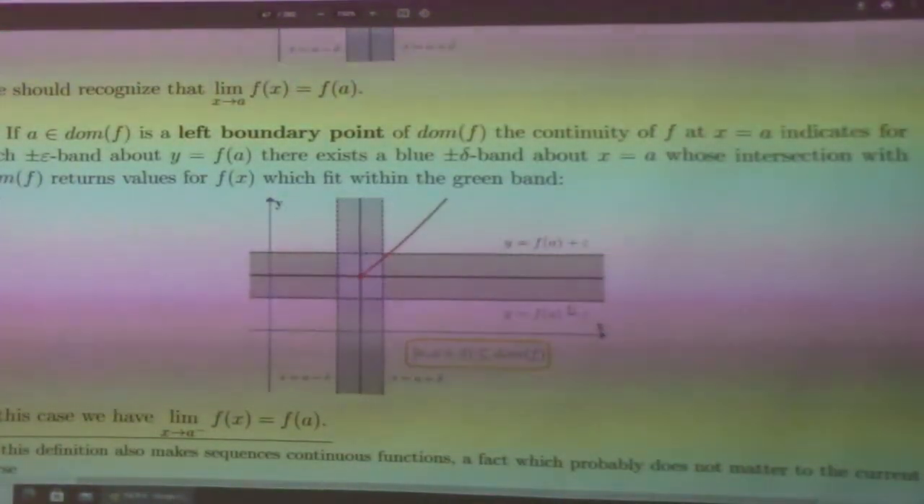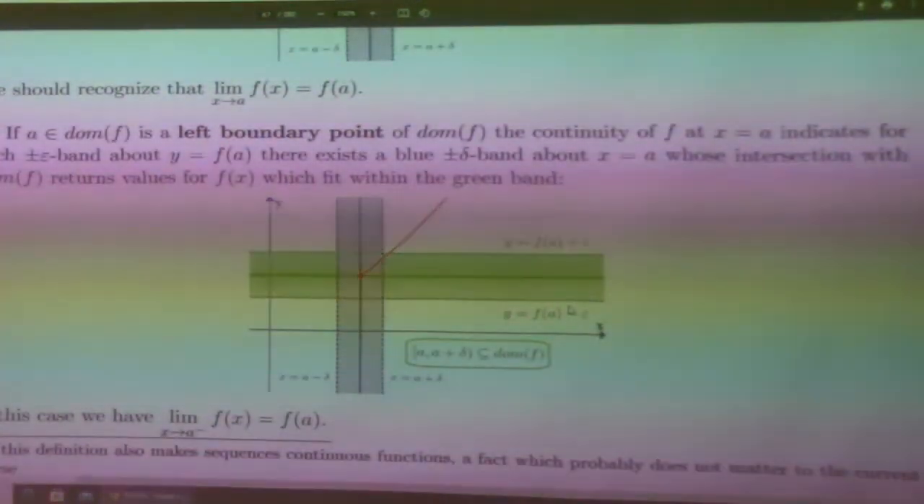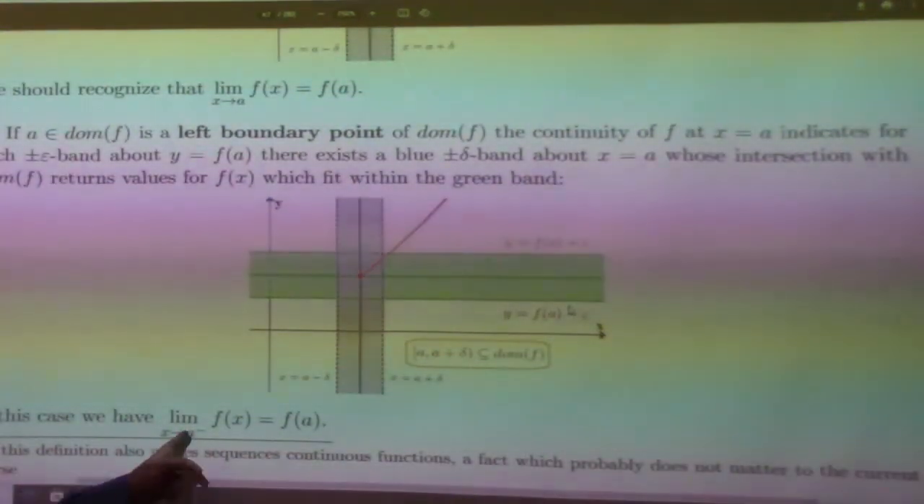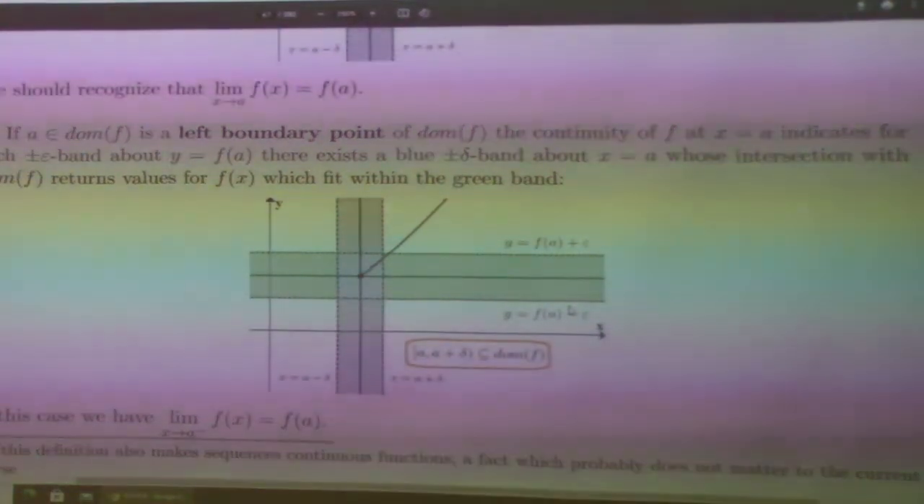So, for example, my apologies, I need to fix this, this is a very unfortunate typo.